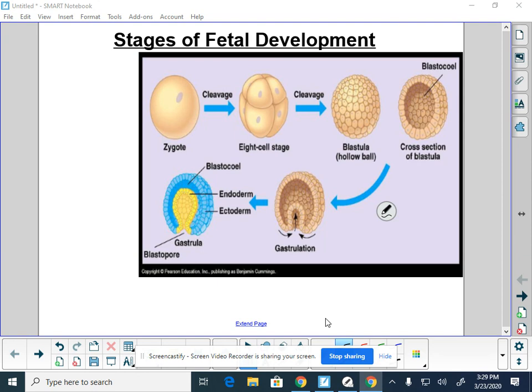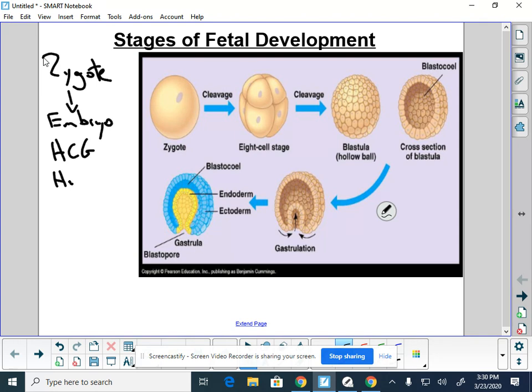In that case, what forms is called the zygote. Fertilization is the union of the egg and the sperm that forms the zygote. The zygote, and you can see from this diagram, very quickly becomes an embryo within a day. That embryo starts producing a hormone called HCG, or human chorionic gonadotropin. Chorionic, make sure I spell it right. Gonadotropin.